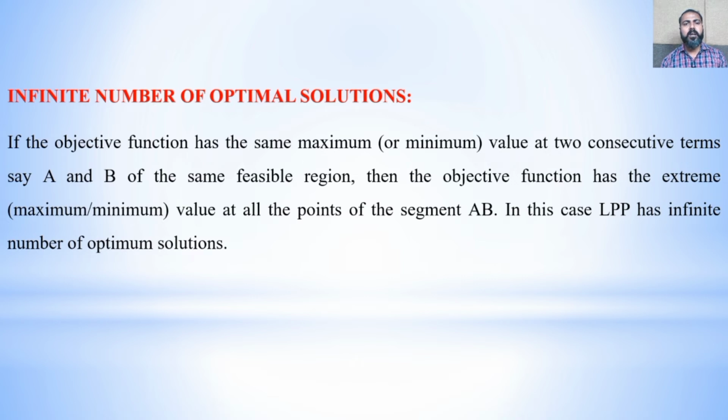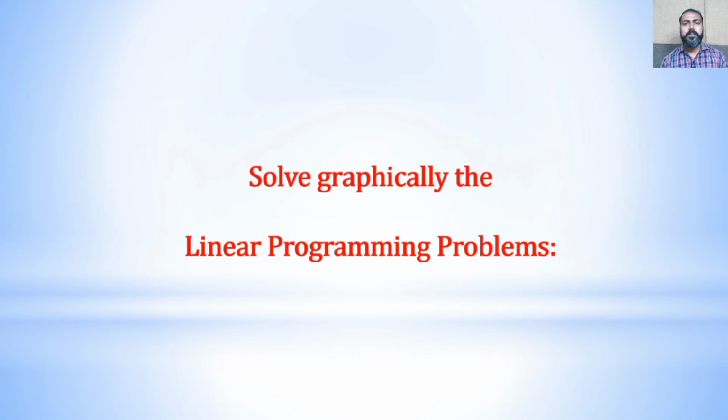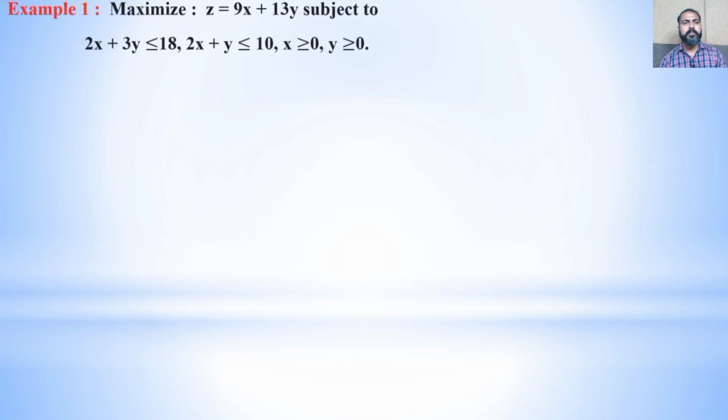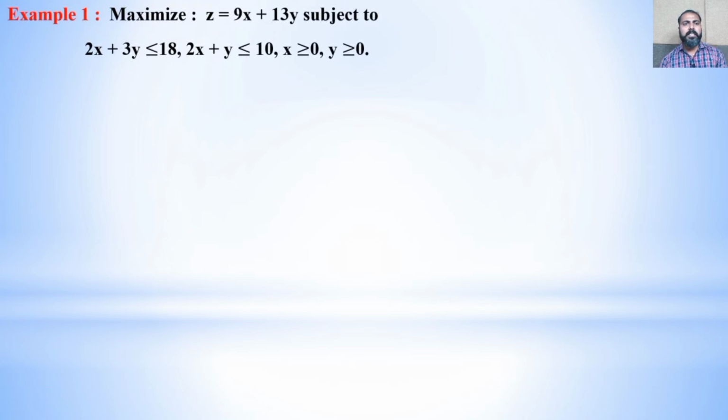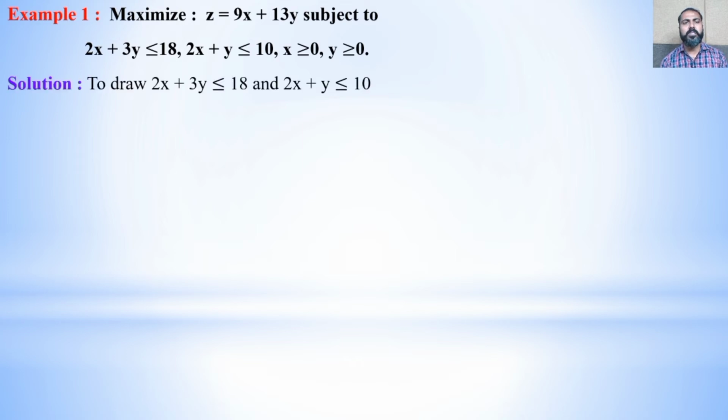Now we solve some examples graphically on linear programming problems. Here is our first problem. Maximize z = 9x + 13y subject to 2x + 3y ≤ 18, 2x + y ≤ 10, x ≥ 0 and y ≥ 0.